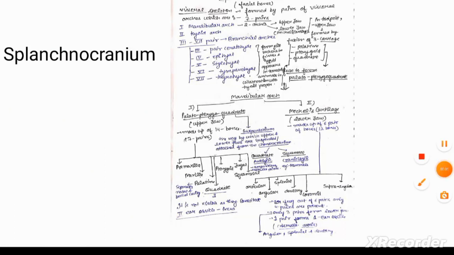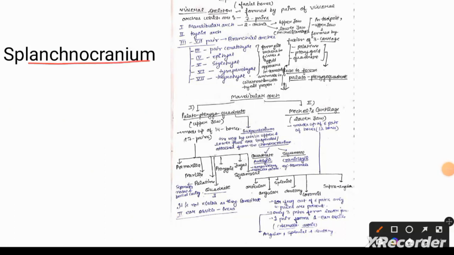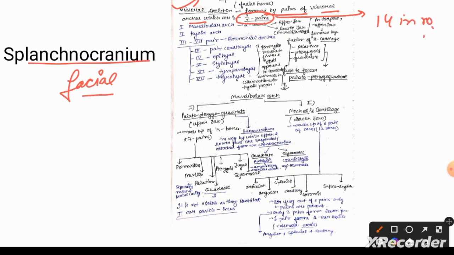Next is splanchnocranium. Splanchnocranium is also known as the facial region, or it consists of facial bones, and these are formed by the visceral skeleton. And the visceral skeleton is formed by visceral arches, which are 7 in pairs. If they are 7 in pairs, it means they are 14 in number. So these 14 are: first is the mandibular arch, second is the hyoid arch, and third to seventh pair are known as branchial arches, but their names are: third is serratohyoid, fourth is epihyoid, fifth is stylohyoid, sixth is tympanohyoid, and seventh one is thyrohyoid.